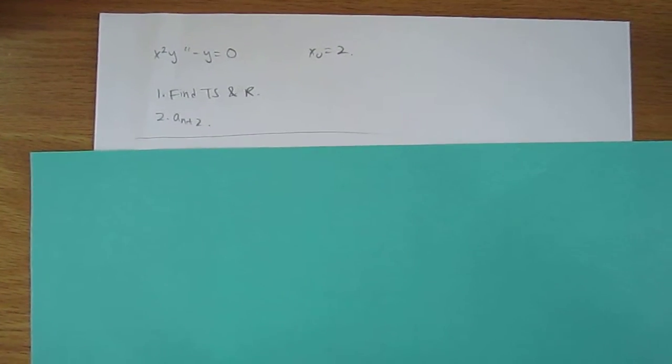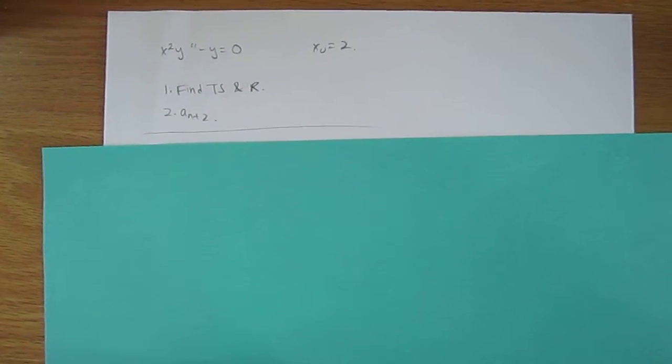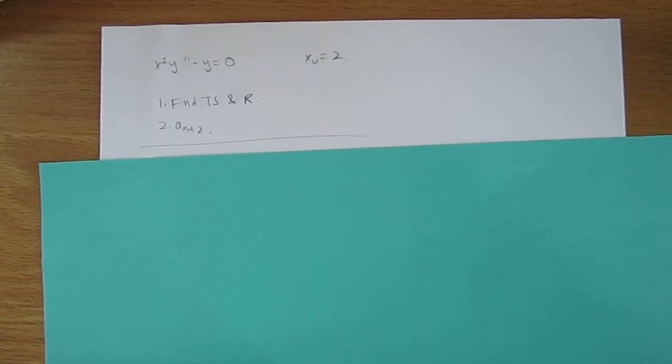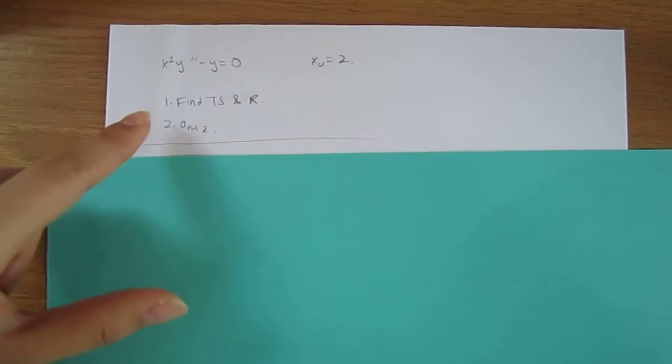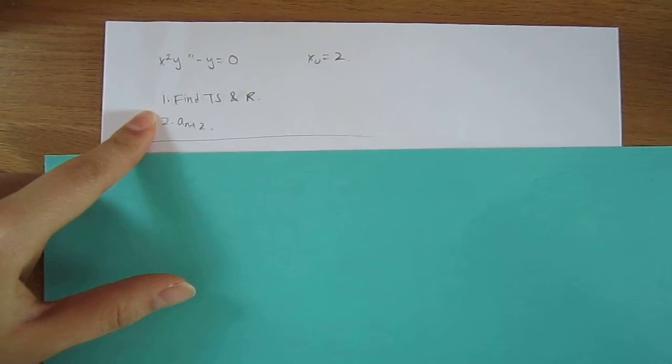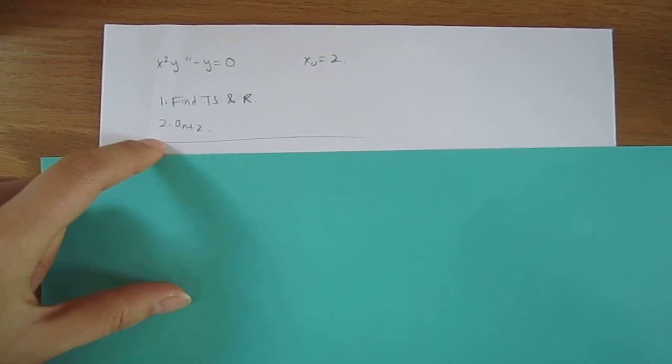Hey guys, I'm going to be working through an example that can be found in Greenberg, and hopefully this will give you a better idea of how to work with the p-set. So our equation is this. We have this as our center value, and we'll be finding the Taylor series and the radius of convergence, as well as a n plus 2.